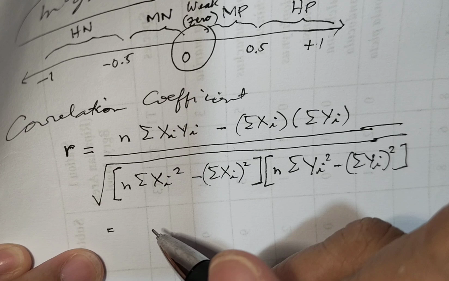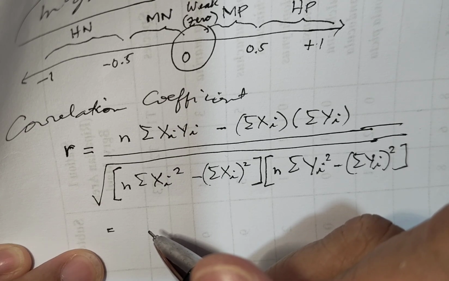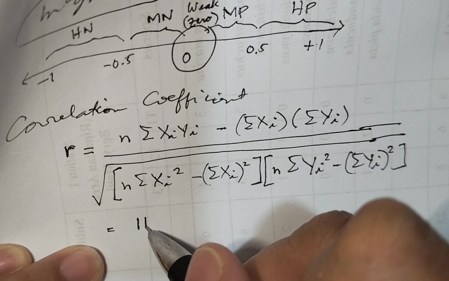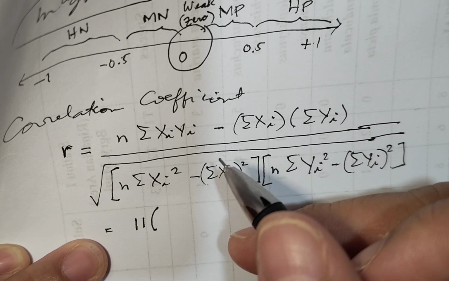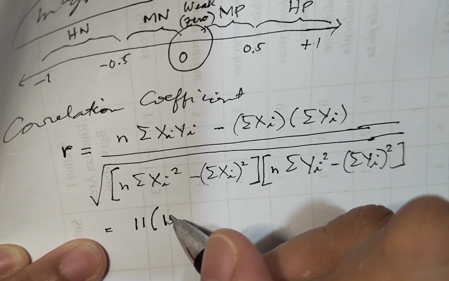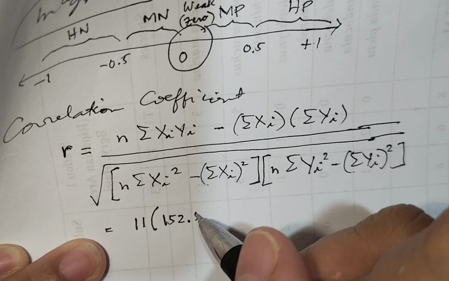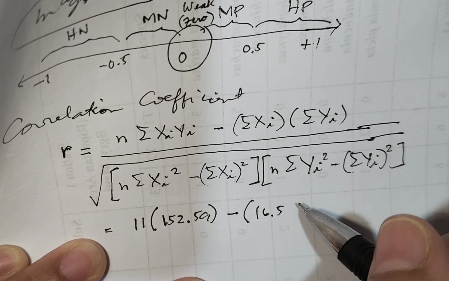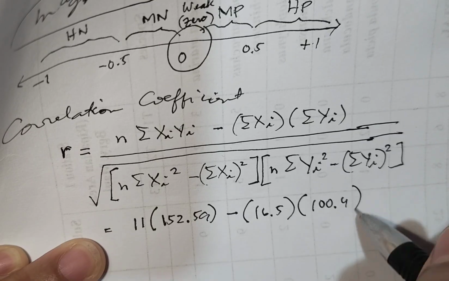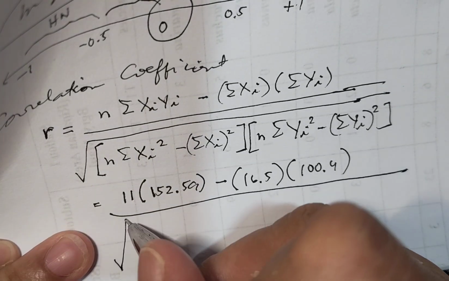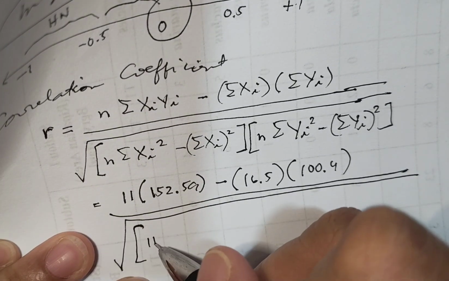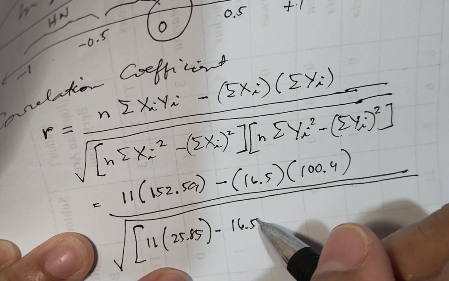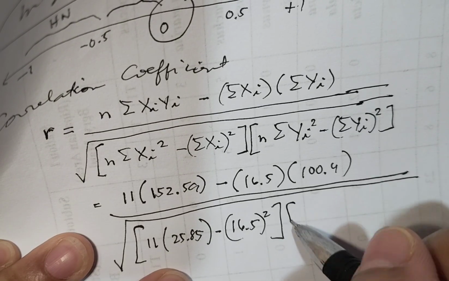So, what is our n? Ilang observations yon? 2, 4, 6, 8, 10, 11. Okay, there were 11 observations times the sum of the product of your xy. We have computed that a while ago. We have 152.59. Okay, times summation of x sub i, 16.5, times 100.4. Okay, all over, we have the square root. We have 11 times 25.85 minus 16.5 squared. Okay?